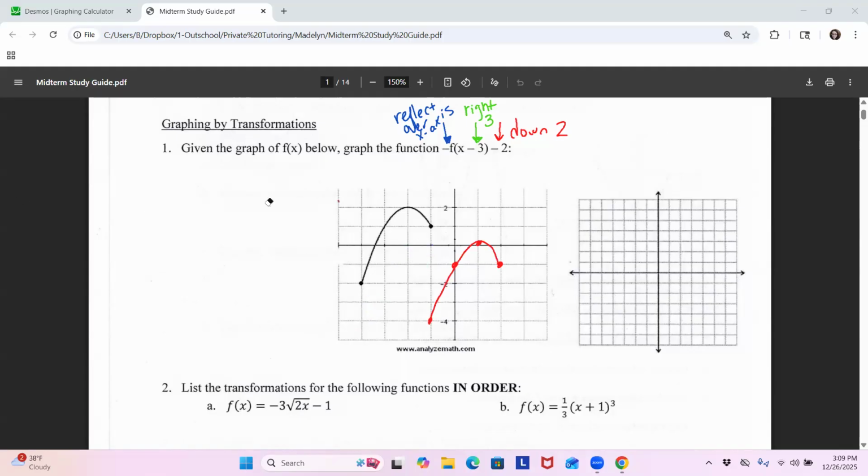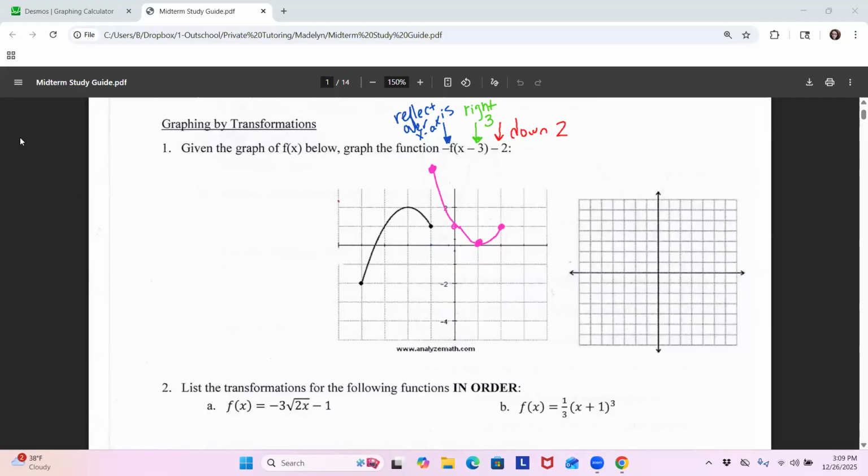And now I'll just reflect over the x-axis. So 1, 2, 3, 4. That one will stay, and that'll be like that. All right. So it didn't actually fit on this one, but again, if there was another axis provided, I could have done it. Okay. So I did the down 2, then the right 3, then the reflect.